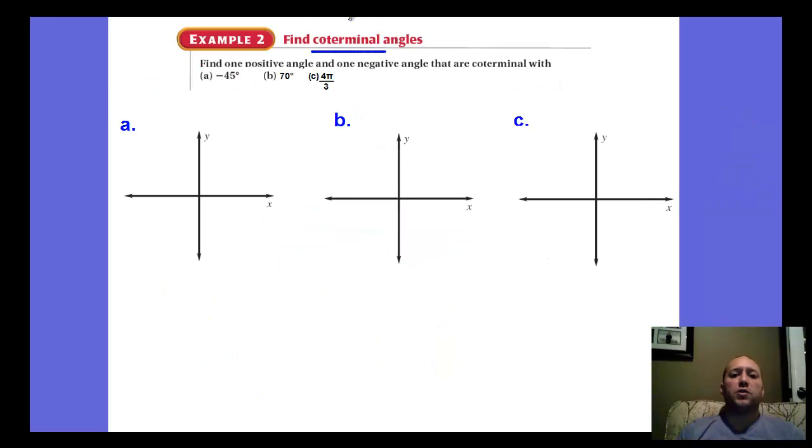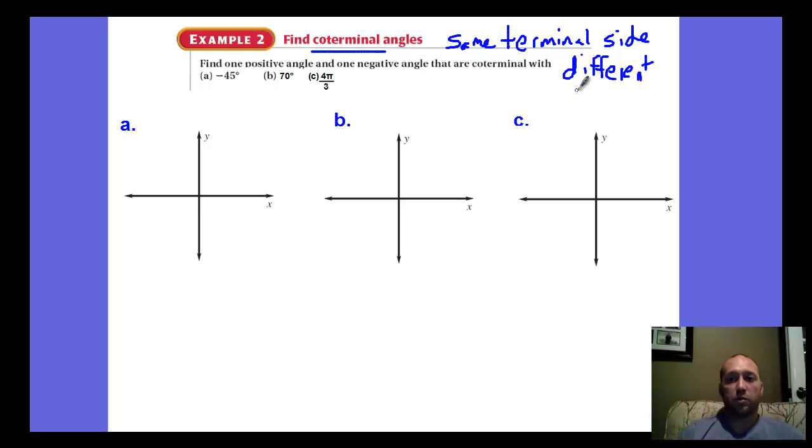Coterminal angles is just when angles have the same ending position, maybe a different angle measured. Same terminal side, different measure. They're different measures to create the same terminal side. So find one positive angle and one negative angle that are coterminal with negative 45. Negative 45 is here. It splits that 90 right in half.